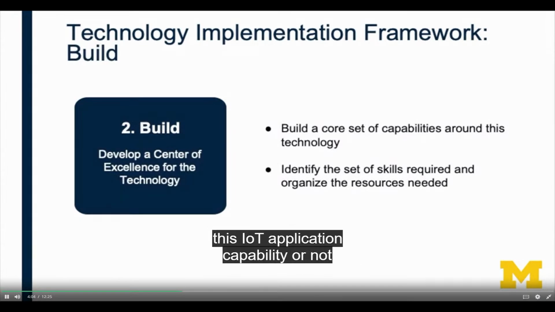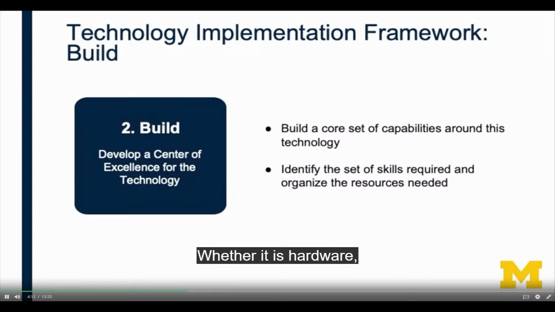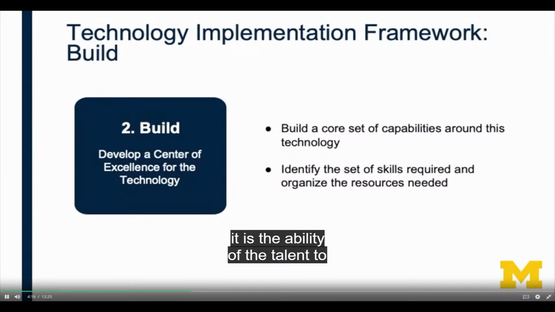Companies need to see this IoT application capability not as one piecemeal of each project, but they need to understand the set of capabilities that are required, whether it is hardware, whether it is software capabilities, the ability of the talent to understand the real manufacturing challenges and opportunities for improvement. All these things come together.